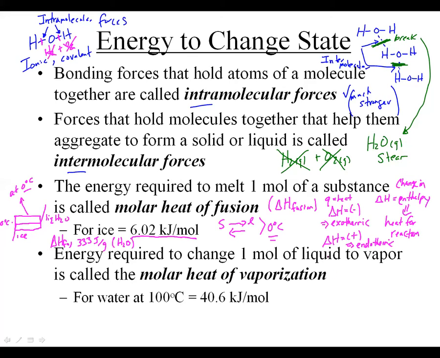Now, there's also this transition, which is known as the delta H of vaporization. The delta H of vaporization is the energy required to do the conversion between liquid and gas. So this happens going from liquid to gas and backwards, gas to liquid. And for water specifically, that occurs at 100 degrees Celsius.